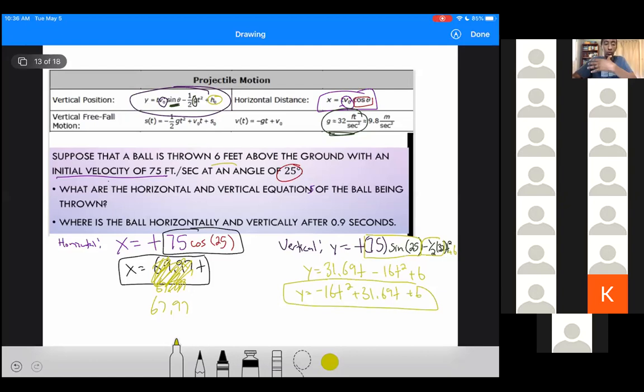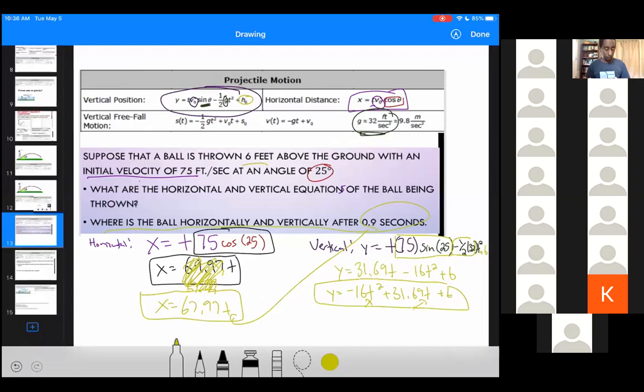So that would be the equations, this should have a t on it. These would be the parametric equations for finding out where the ball is horizontally or vertically at a given time. So if the question asks where's the ball horizontally and vertically after 0.9 seconds, you could plug 0.9 in here for t, and here, and that will give you the height.